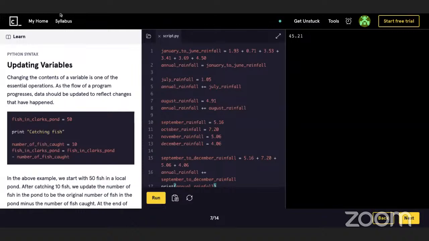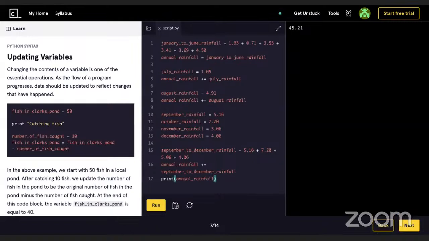Okay. Can I say something as well? Yeah, please. So it's adding up. You know where he wrote September to December rainfall? It's saying add up the annual rainfall from September to December rainfall, and then it's going to print the annual rainfall, which is 45.21. That's cool. Thank you so much. I think you guys are so brilliant. Okay. Oluwanifemi.